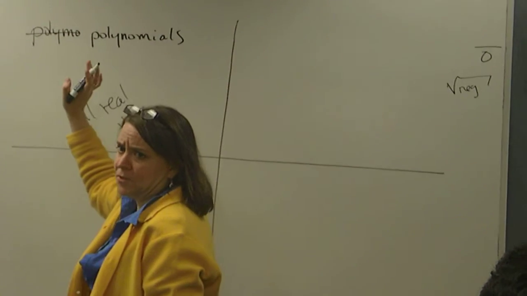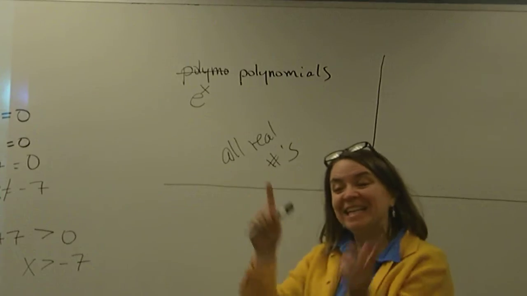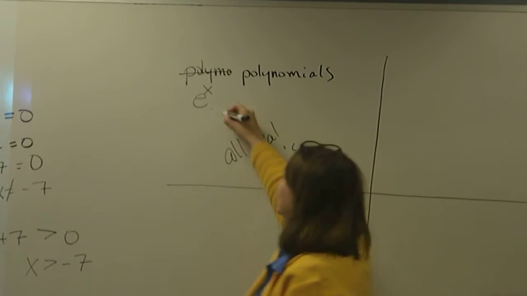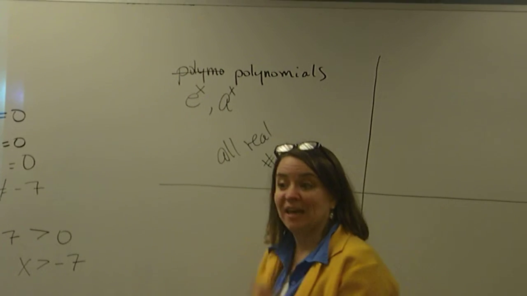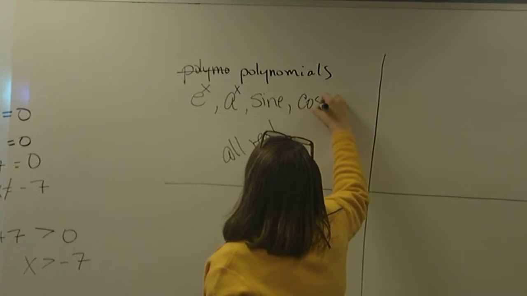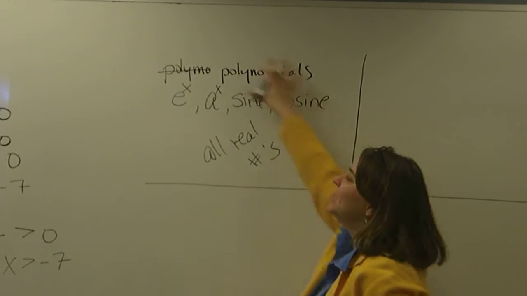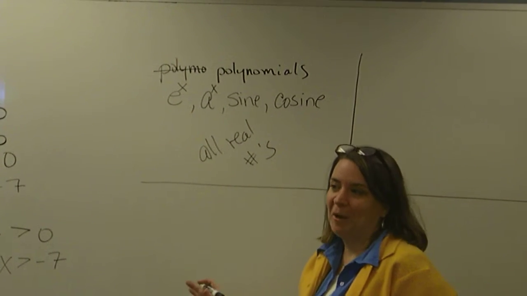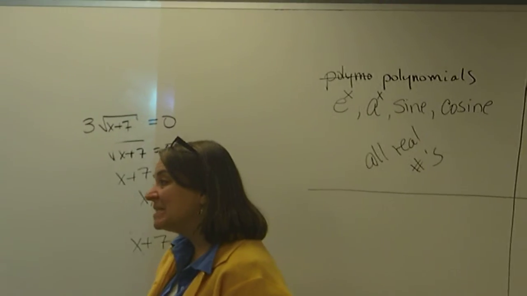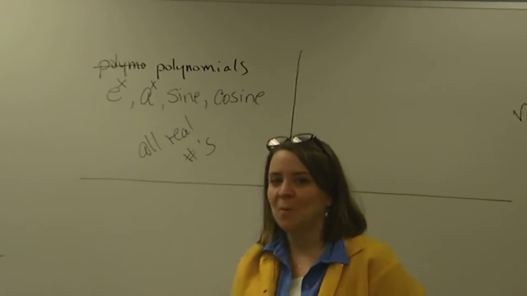So all polynomials are defined for all real numbers. Exponentials, like e to the x. There's no division, no radicals. In fact, any exponential base a to the x. Sine and cosine are defined for all real numbers. So they're the easiest to analyze because they're defined everywhere. Polynomials of every degree, exponentials of any base, and then the two basic trig functions, sine and cosine. When you see them, the domain is all real numbers.